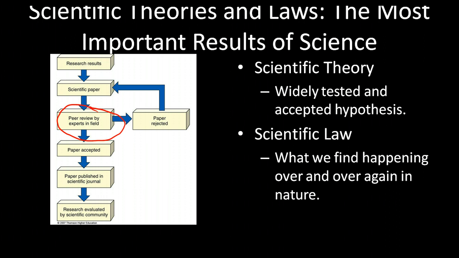Scientific law isn't as widely tested as theory, but we just kind of accept that it's true. So for example, gravity. We don't run a bunch of experiments to see if gravity works. Every time we've ever looked at it, it appears that it's there and it's working. So we just accept it from all of our observations, that it is true and it is a law.